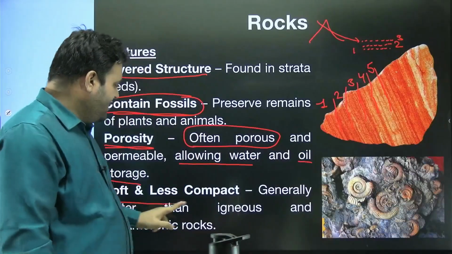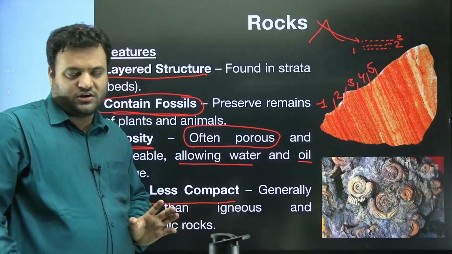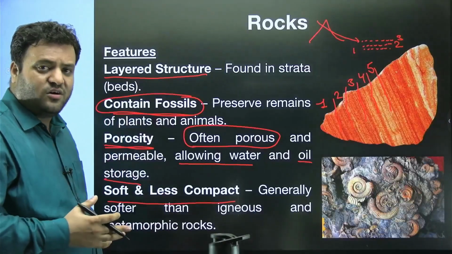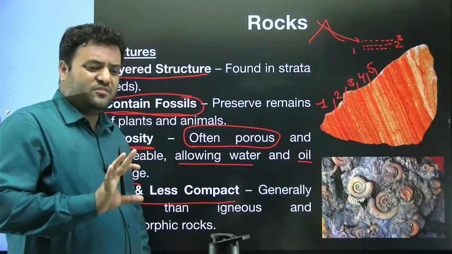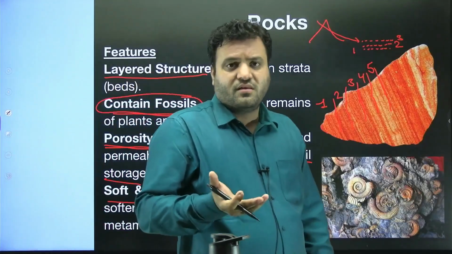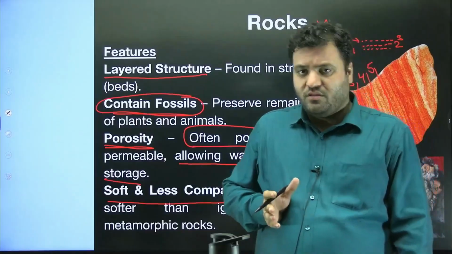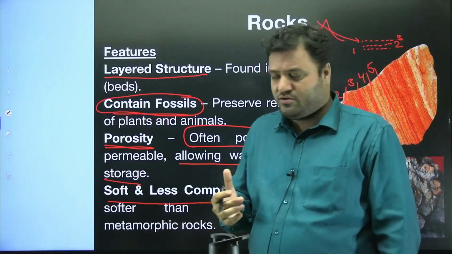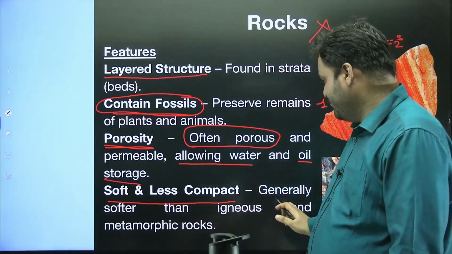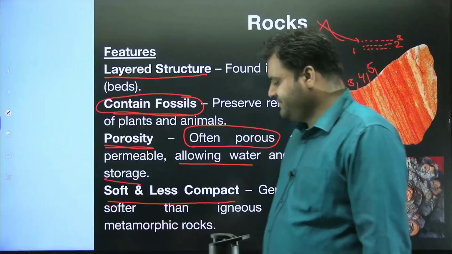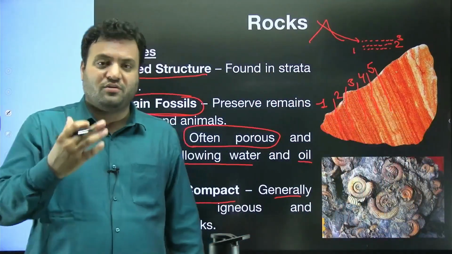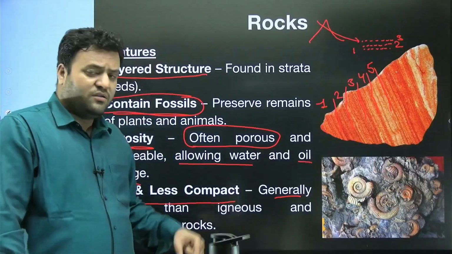They are soft and less compact. Igneous rock is more compact, igneous rock is harder, whereas sedimentary rock is soft, not that hard, and cannot sustain as much weight in comparison. Generally it is softer than igneous, and even softer than the metamorphic rock we are about to see.